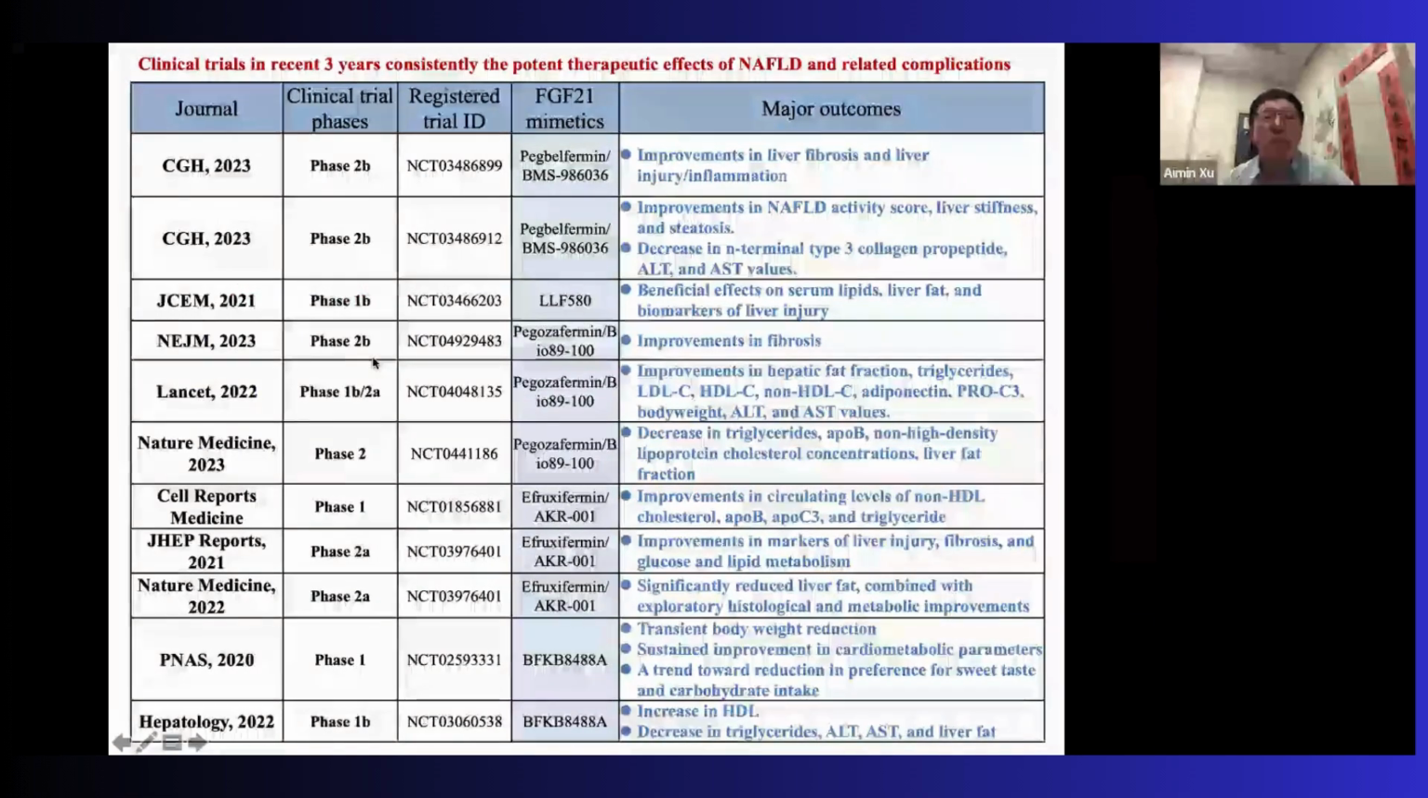And here we made a summary of clinical trials from the recent 3 years. They have all consistently shown potent therapeutic benefit on MAFLD and related complications. For example, a phase 2 clinical trial of pegylated FGF21 shows improvement in liver fibrosis, liver injury and liver inflammation in biopsy-proven patients. Phase 2b trials also show improvement in NAFLD score, liver stiffness and steatosis. Many others are in phase 2 and phase 3 clinical trials, with similar observations of improvement in NAFLD and lipid profile.